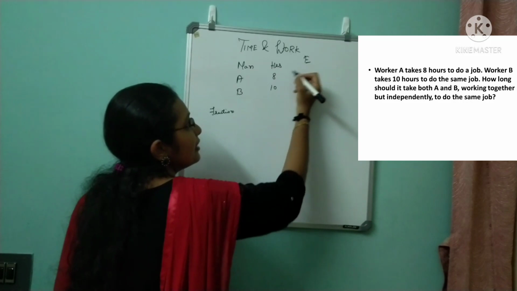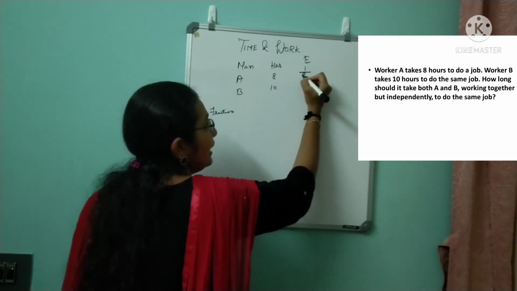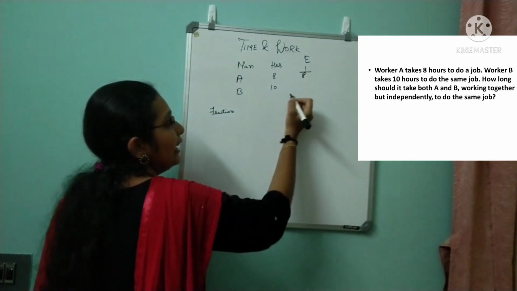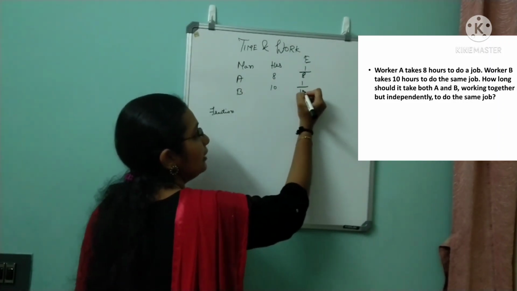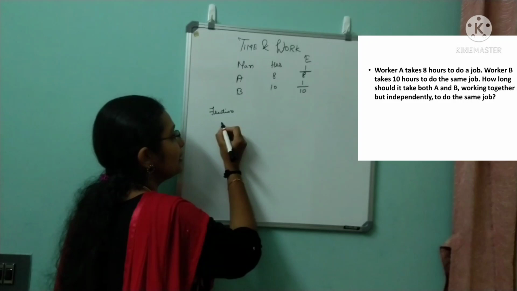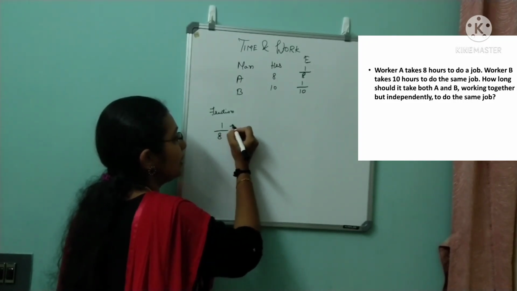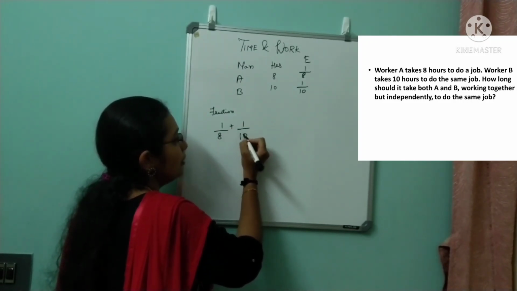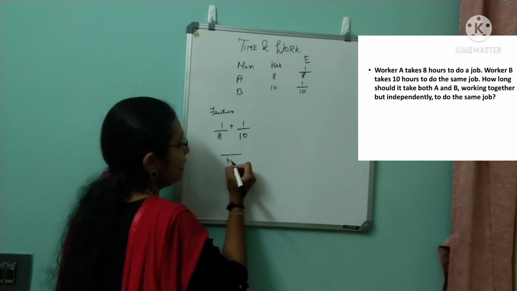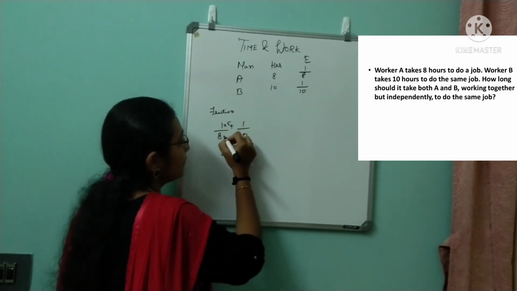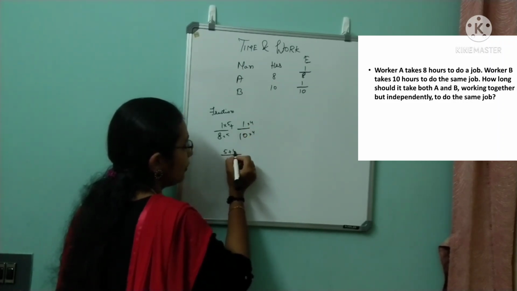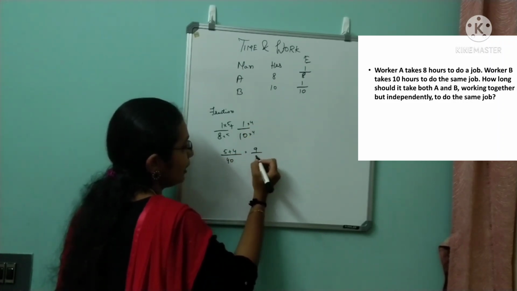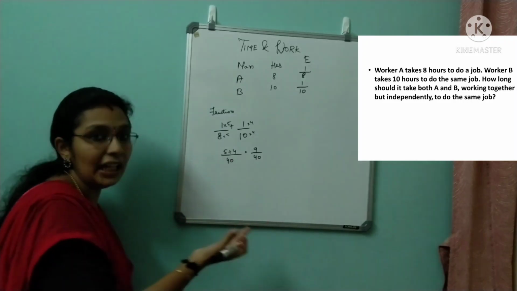Efficiency. So the efficiency of this person is 1 by 8. Per hour he will do 1 by 8 units of work. Similarly for B it is 1 by 10. So the total efficiency per hour is 1 by 8 plus 1 by 10. So their LCM is 40. So 5 into, 4 into, so 5 plus 4 by 40, which is 9 by 40. This is nothing but their efficiency.